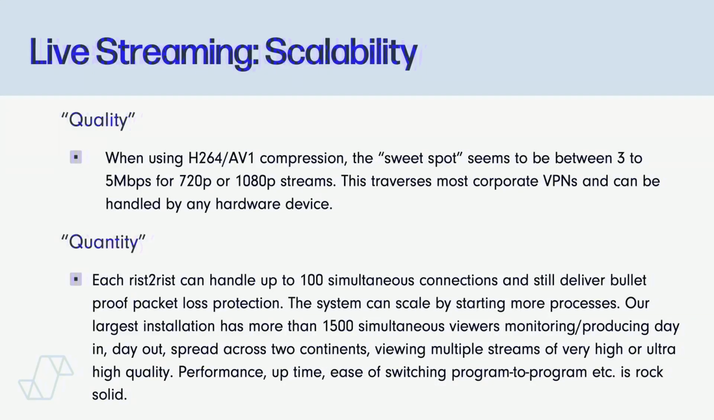So let's talk about scalability. How does this scale up? From our experience, the sweet spot for this type of stream when we deployed it was either 720p or 1080p at 3 to 5 megabits, which basically allows you to traverse any firewall or VPN in a corporate environment. We recommend not loading the RIST-to-RIST utility, which is part of the libRIST package, to anything more than 100 simultaneous connections. And the way you achieve scalability is you start more instances of the same application on the same machine, or you do sideways scalability with multiple machines and you split the load that way.